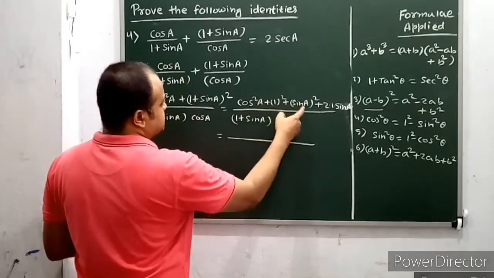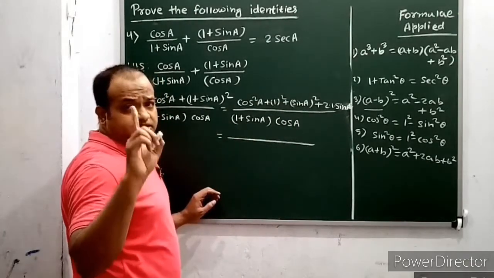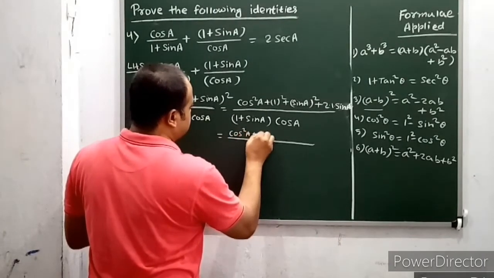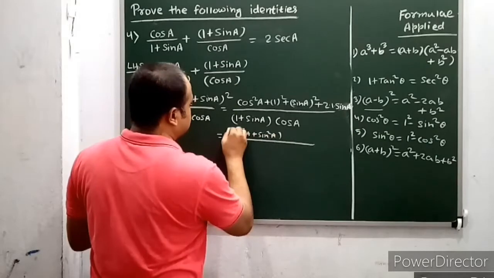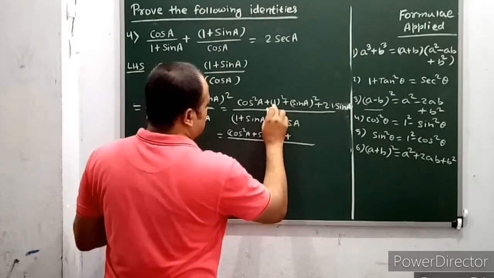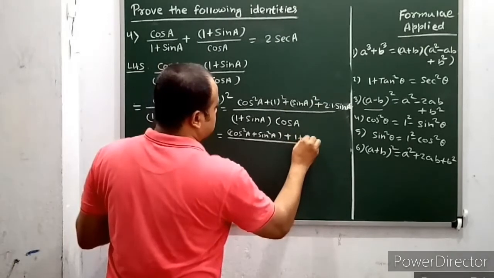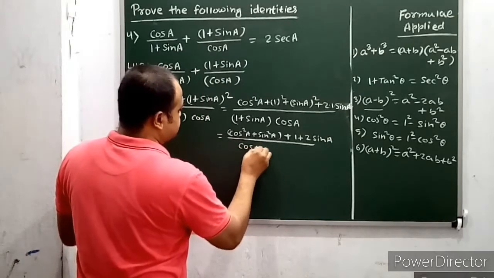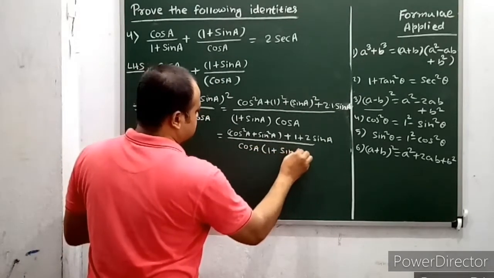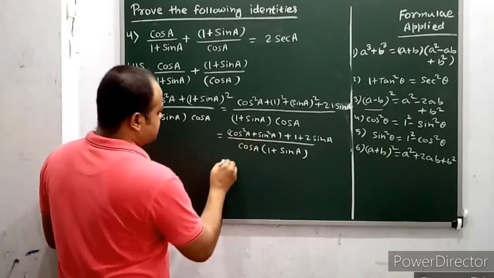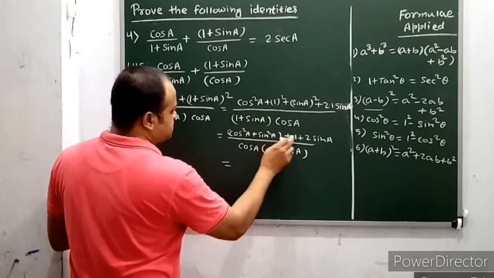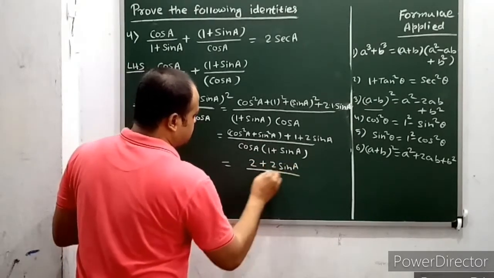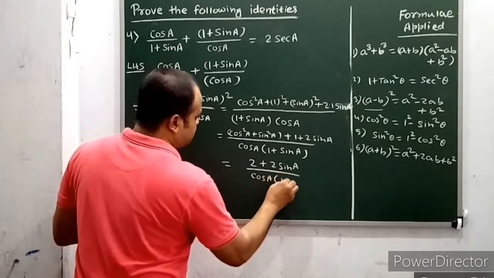Now here cos square a plus sin square a, what we get in the identity formula number 1. You write it together, cos square a plus sin square a plus 1 plus 2 sin a, denominator as it is. Now see here, cos square a plus sin square a is 1 and 1 plus 1 is 2. 2 plus 2 sin a by cos a into 1 plus sin a.